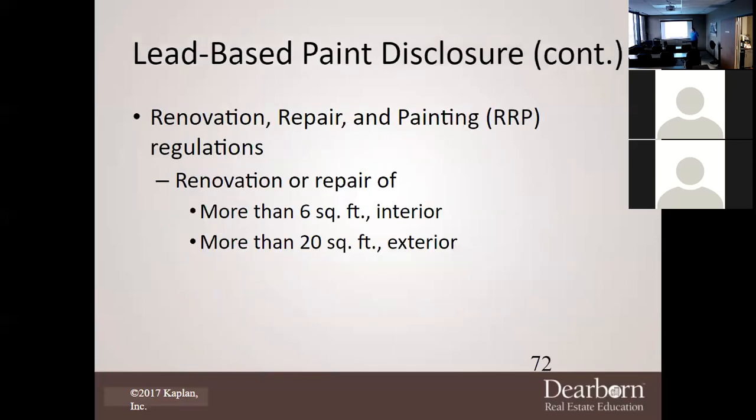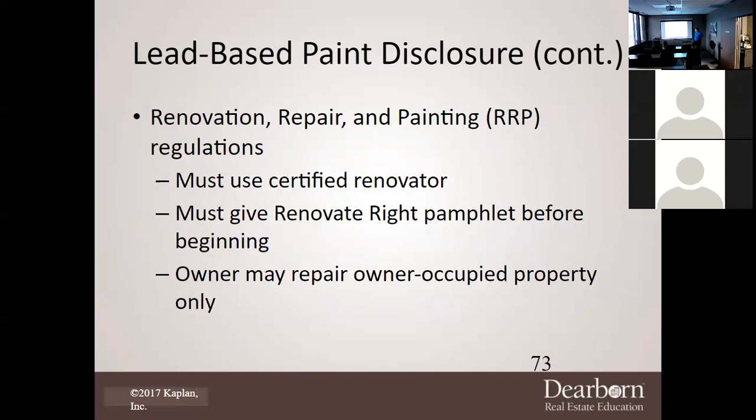Okay? Now, the renovation, repair, and painting. This is the RRP regulations. Renovation or repair of more than 6 square feet of the interior or more than 20 square feet of the exterior is classified as basically renovating or repairing. Okay, that's what it's classified as. Now, it must be done by a certified renovator.